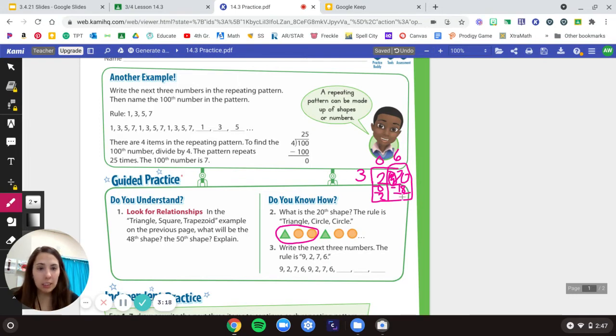is 2. So if I ever have a remainder, then I count through my pattern until I get to that number. So this would be the first shape. This would be second. And we landed on 2 with our remainder. So that means our 20th shape would be a circle. Because we had a remainder, we count through our pattern to see what shape, number, or object is at that spot.